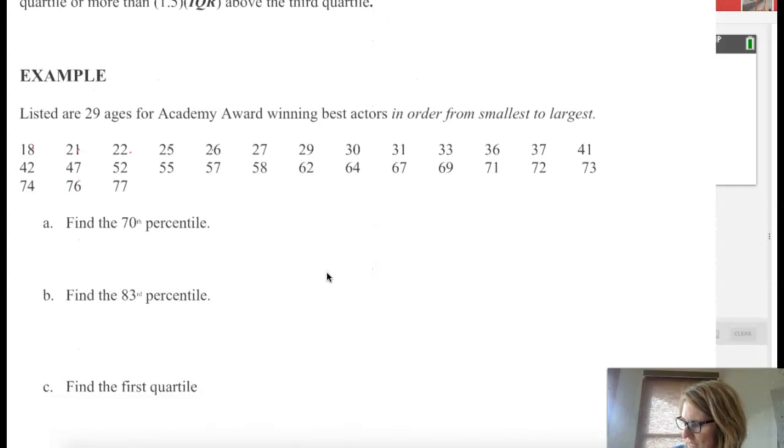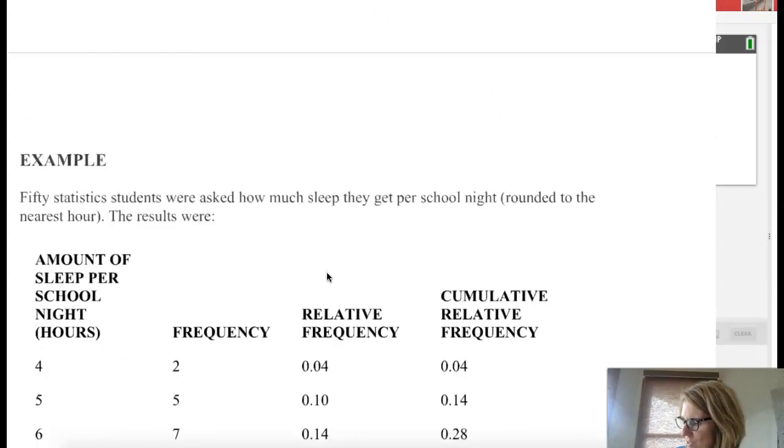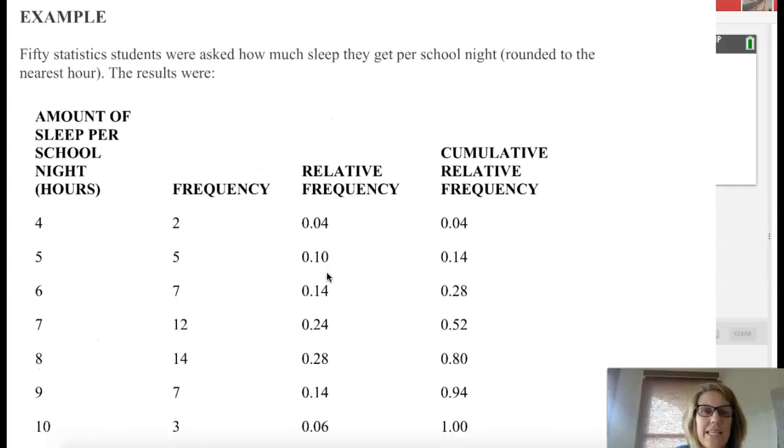Okay, so we want to look at an example. I'm going to actually come back to this one. We're going to go down to look at this one that's grouped together. We have 50 statistics students who were asked how much sleep they get per school night, rounded to the nearest hour. And here's the result. So 4 hours per night, which is not much, was 2 students. Remember how we calculate the relative frequency? We take 2 and divide it by the number of students we had, 50, and that's how we got our 0.04.